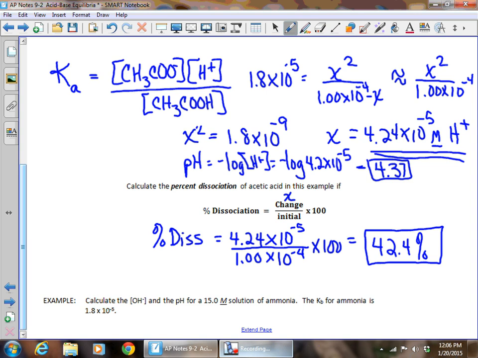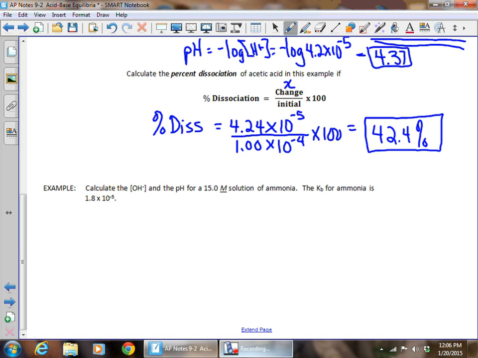Okay, so moving on. In our next problem, we have a situation where it says to calculate the OH minus and the pH. So we have to be careful about what we're actually getting for our final answer for a 15 molar solution of ammonia. And it gives us the Kb for ammonia.